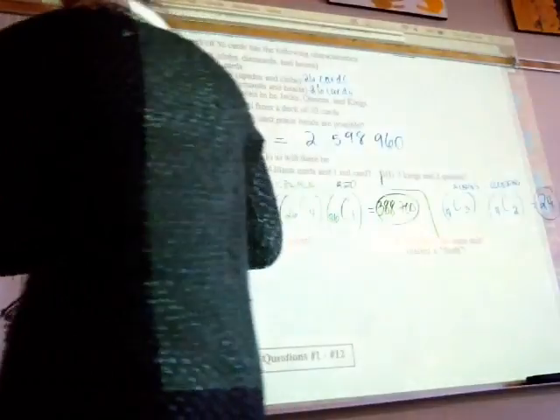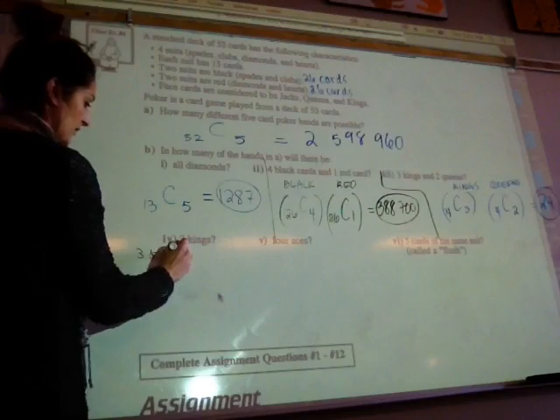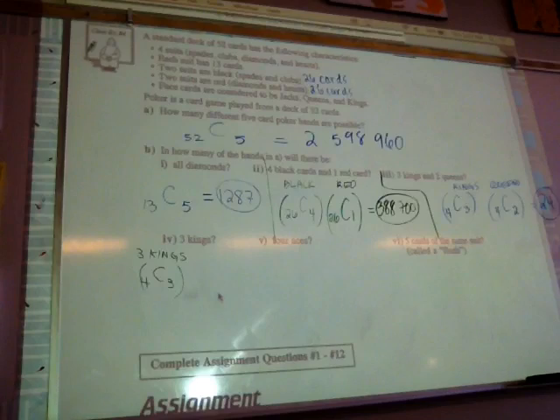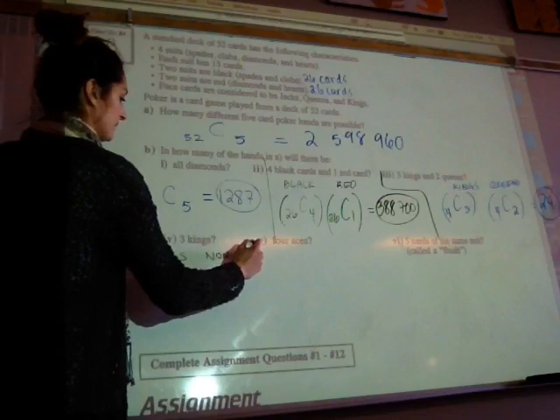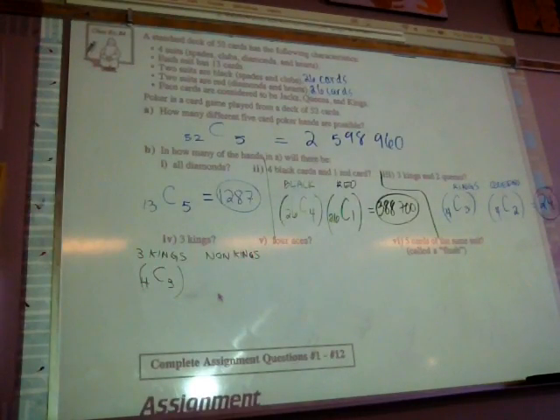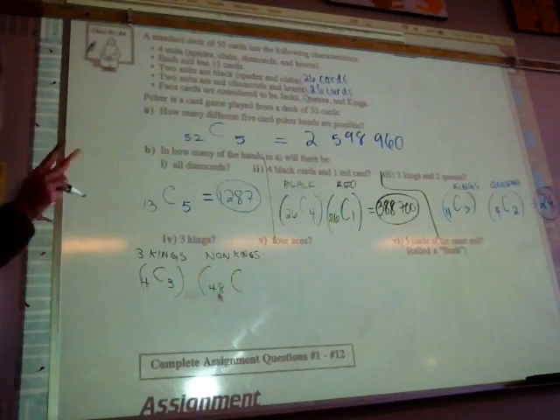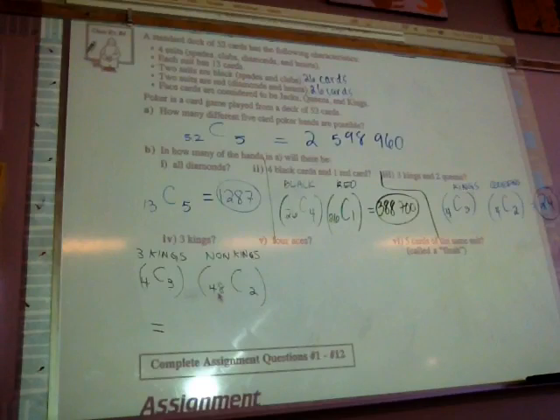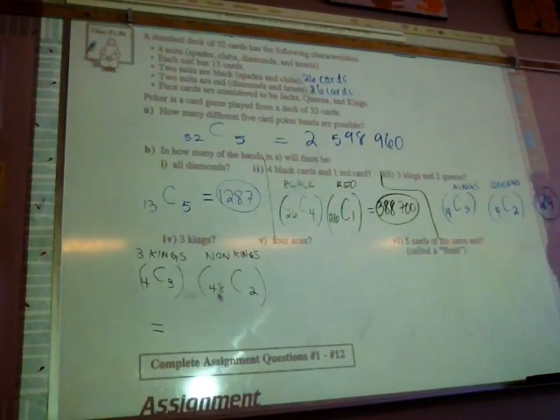Alright, next scenario, we need 3 kings. So for the three kings, there's gonna be 4, choose 3. But a poker hand consists of 5 cards. So we have to look at the non-kings as well. How many non-kings in a deck of cards? 52 minus 4, we got 48. Okay, we've already chosen 3 cards, so we need 2 more to make a 5-card hand. Multiply that, you should get 4,512.